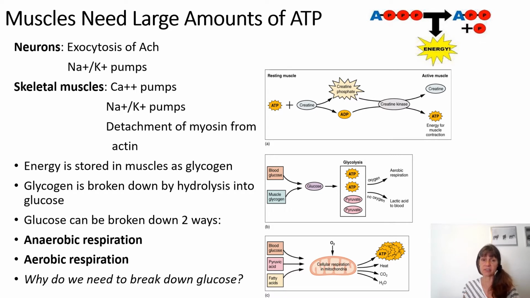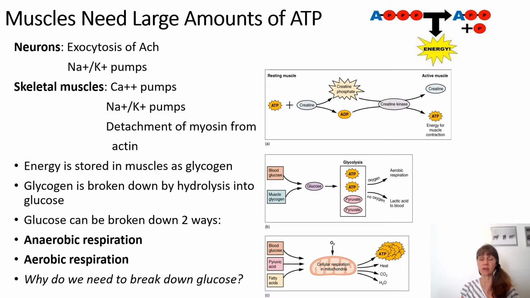So those sodium-potassium pumps for neurons as well as for skeletal muscle are important. Those require adenosine triphosphate. To move calcium back into the sarcoplasmic reticulum also requires a pump which uses adenosine triphosphate. And lastly, we know that detaching the myosin head from the myosin binding site on actin requires fresh adenosine triphosphate.